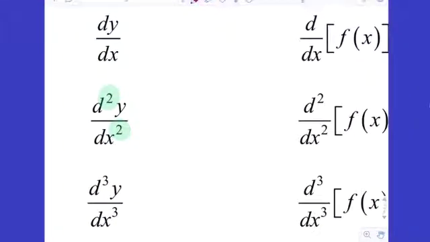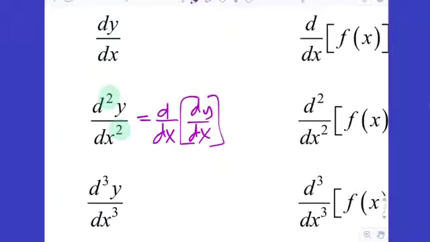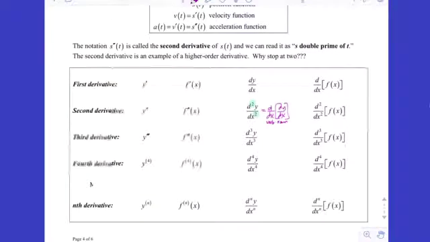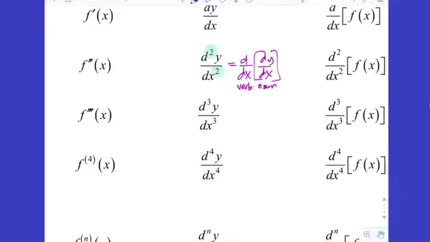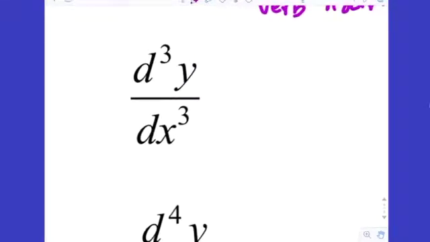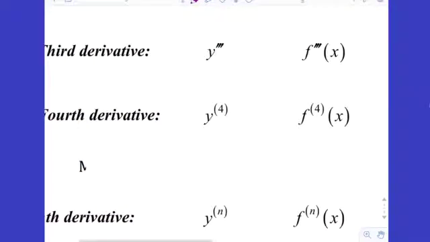Let me just show this one more time. You're taking the derivative with respect to x of the first derivative. So you're taking the verb of the noun. And notice in the top it's like d dy or d squared y over dx dx, which is dx squared. The third derivative, we go to triple prime. Leibniz notation is d cubed y over dx cubed. And of course, we've seen this already.